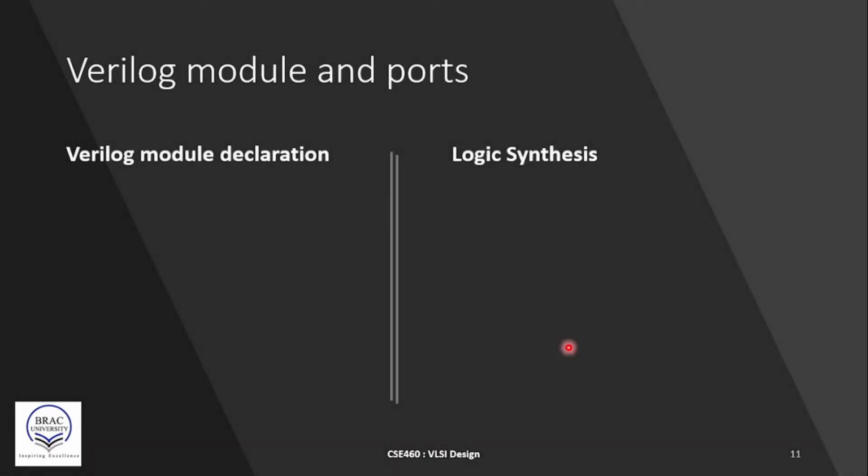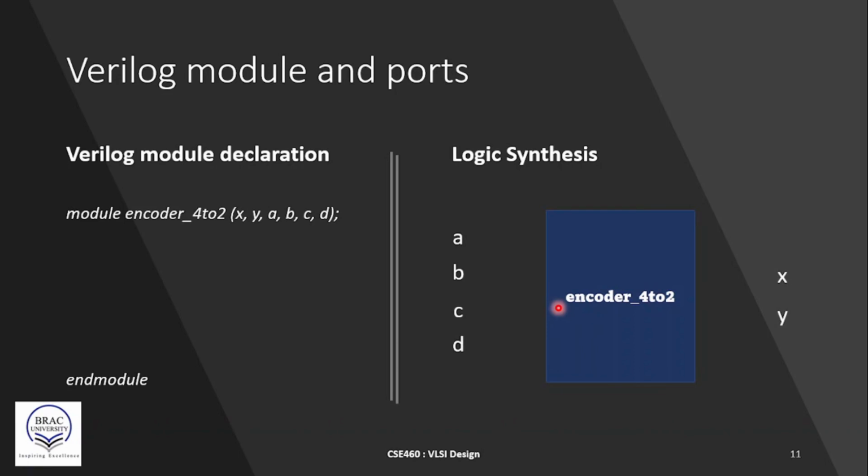In this slide, we will observe how logic synthesis is performed by the Verilog compiler line by line. First, we need to declare the module along with the ports. Keep in mind that the module declaration must end with the endmodule keyword. At the right-hand side, we can see that these two lines of code will generate a Verilog module with the name and the list of the ports as specified here.